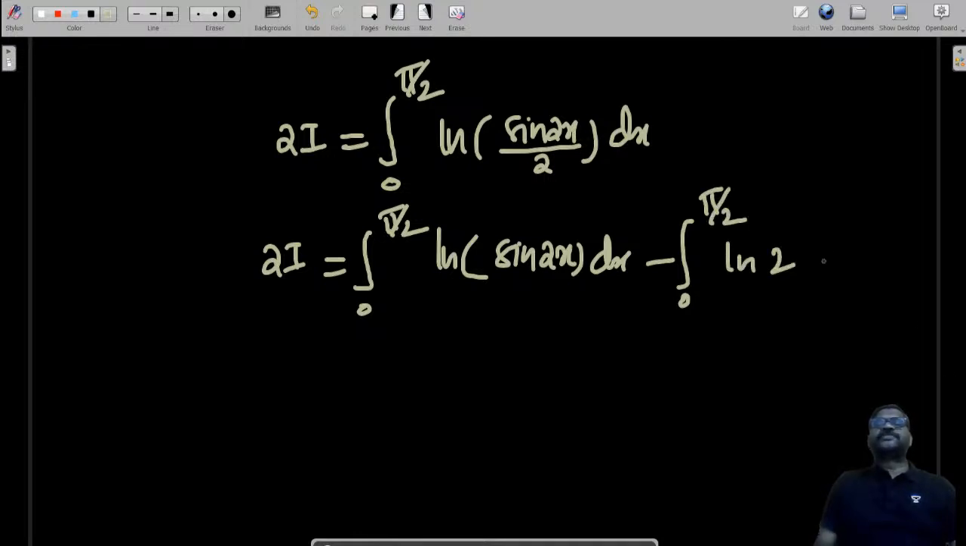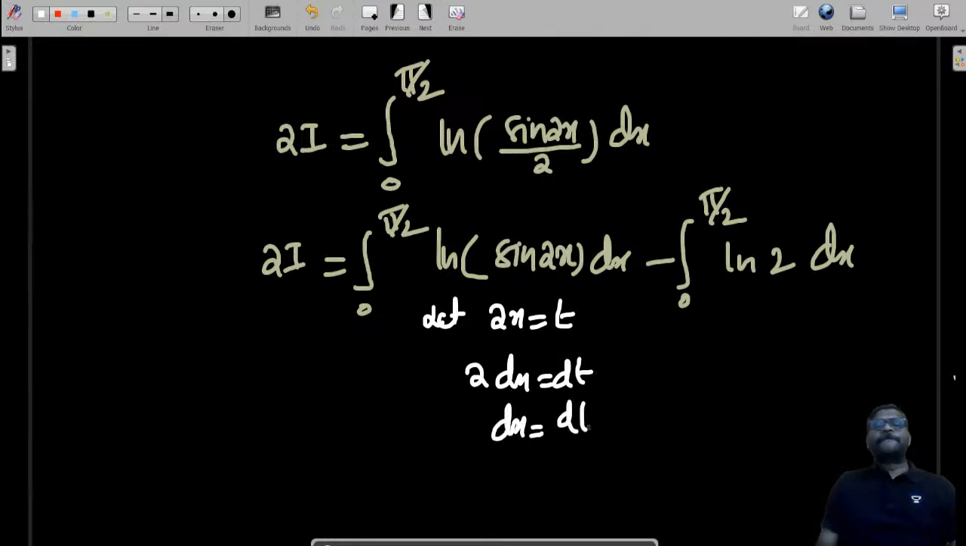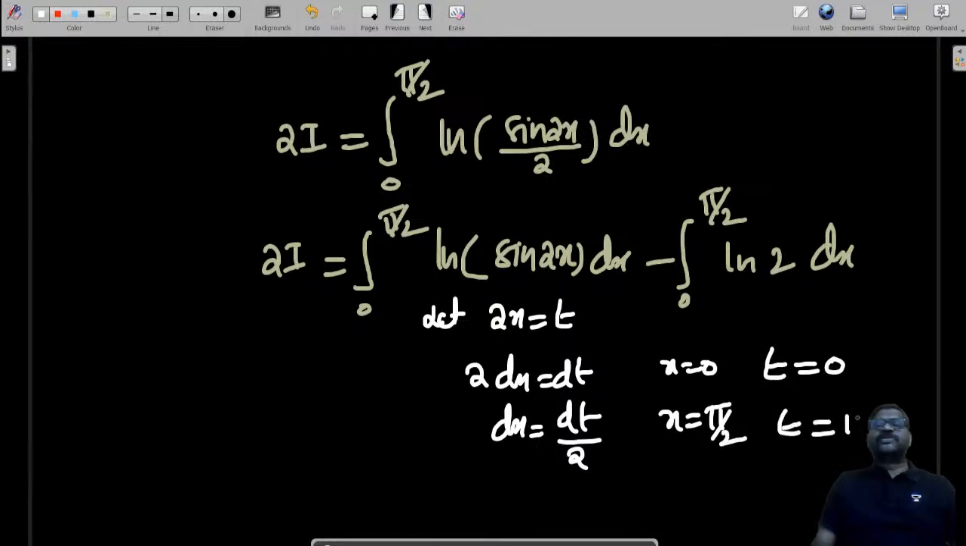Log 2 dx. Let us take 2x equal to t. 2 dx equal to dt. dx equal to dt by 2. When x is 0, t is 0. When x is pi by 2, t is pi.